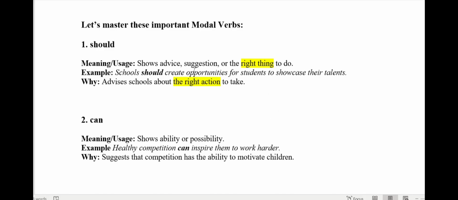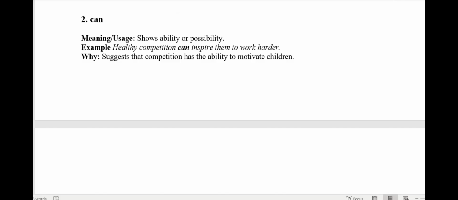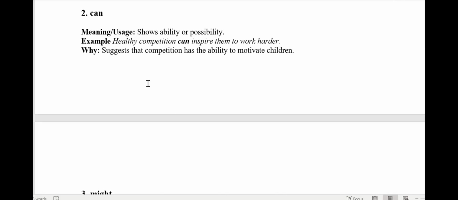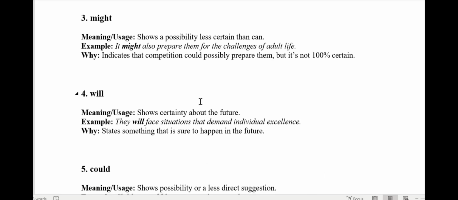Right. Now the second word, which is can. Can speaks about the ability or the possibility. Healthy competition can inspire them to work harder. There is a possibility that they will be inspired to work harder when there is healthy competition. Why are we using the word can? Because we are suggesting that the competition has the ability to motivate the children. That was our intention. Okay. The third one, which is might. Might is used to show a possibility less certain than can.